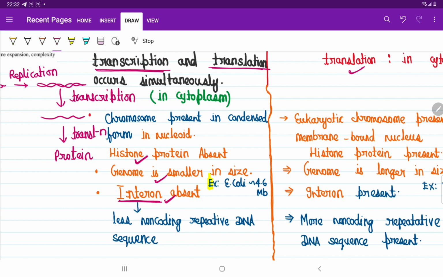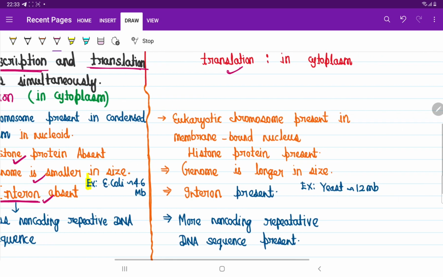Non-coding part of the DNA is called intron. So intron is almost absent. Very little non-coding region is present in the prokaryote, and as we discussed, prokaryotes have small genes and they don't have histone protein, right?